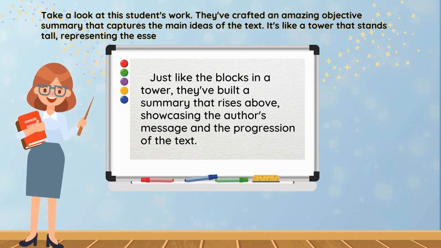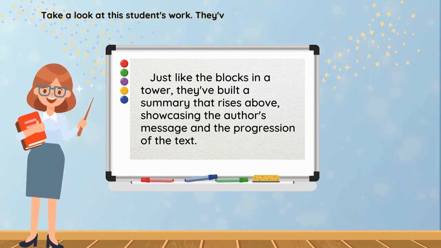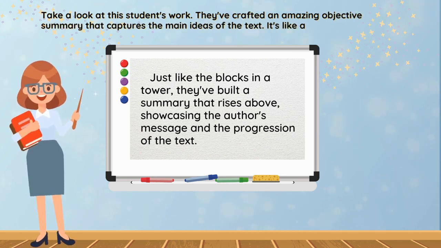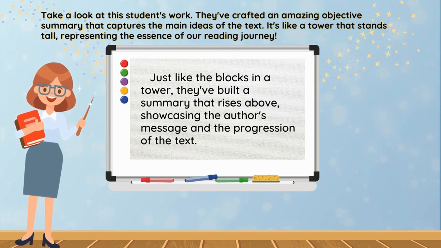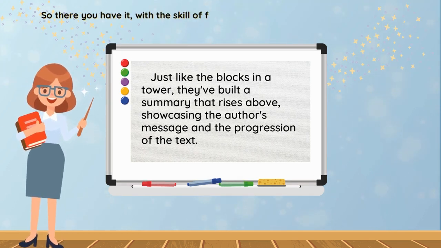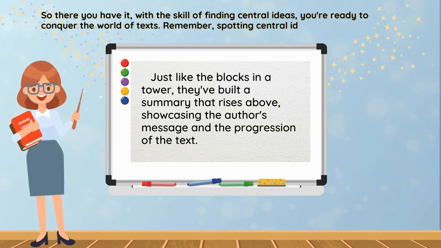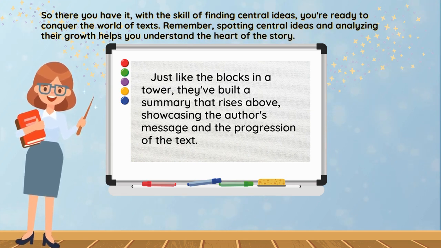It's like a tower that stands tall, representing the essence of our reading journey. Just like the blocks in a tower, they've built a summary that rises above, showcasing the author's message and the progression of the text. So there you have it. With the skill of finding central ideas, you're ready to conquer the world of texts. Remember, spotting central ideas and analyzing their growth helps you understand the heart of the story.